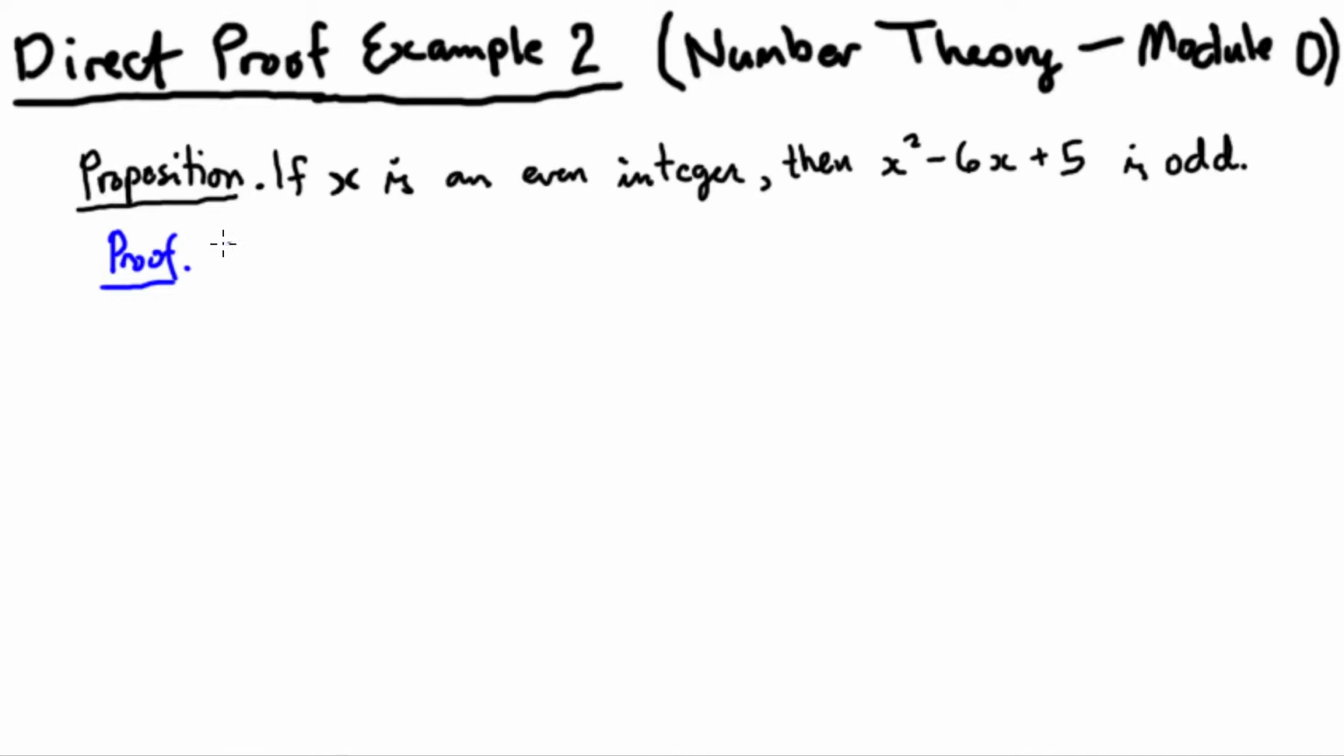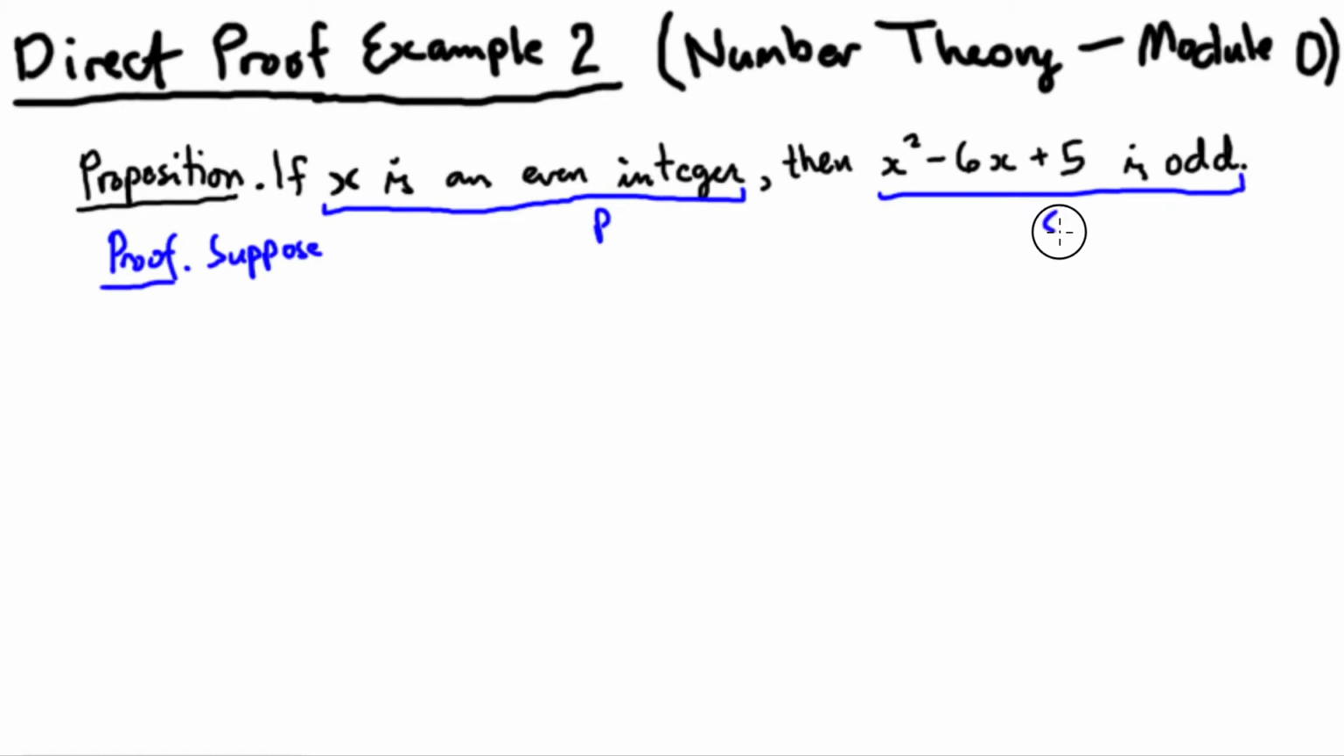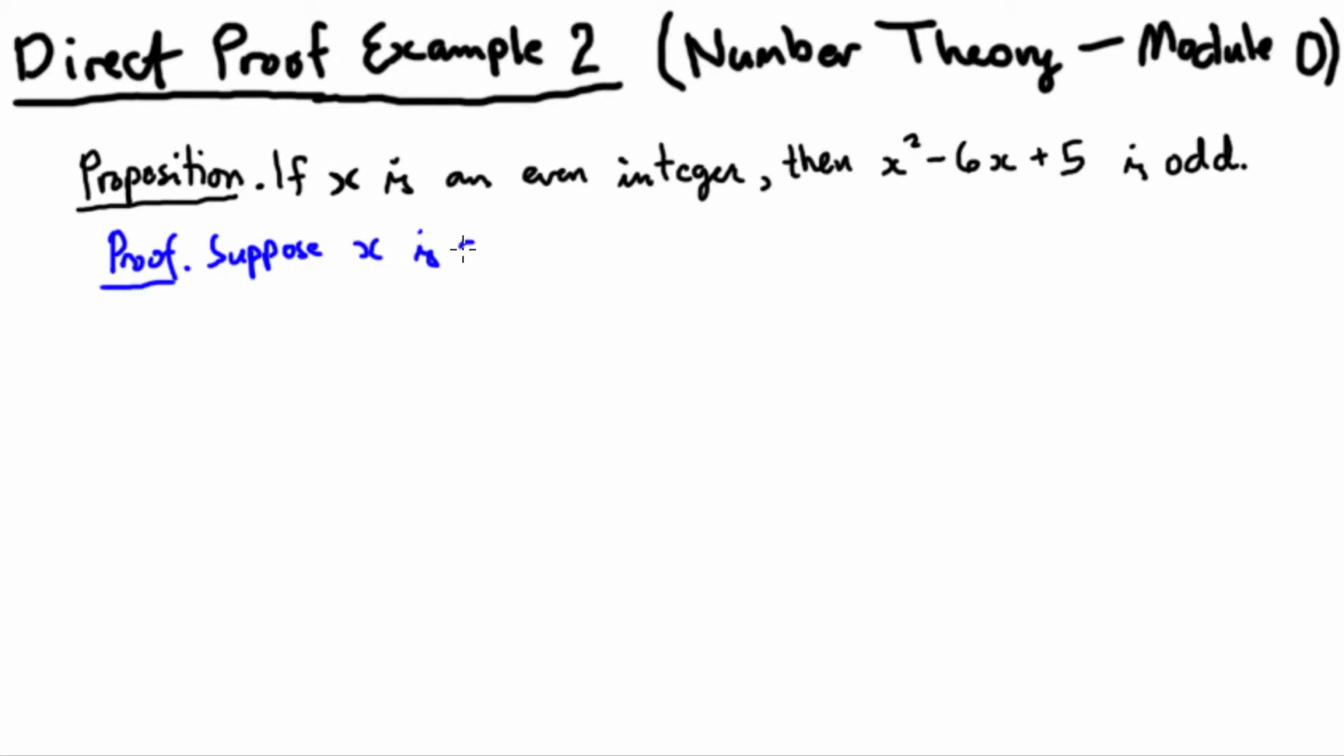Our outline would be: suppose P is true. This is our P, and this is our Q over here, so this is a conditional proposition. We're going to show directly, in a straightforward way, that if P, then Q happens. P is in the form of x is an even integer. So suppose x is an even integer.